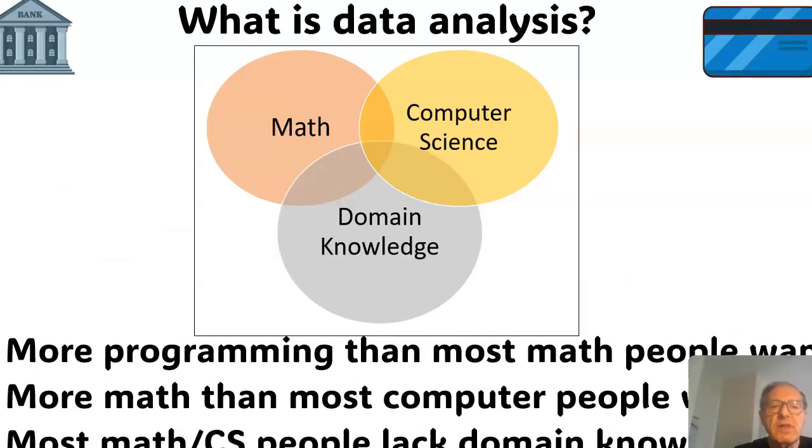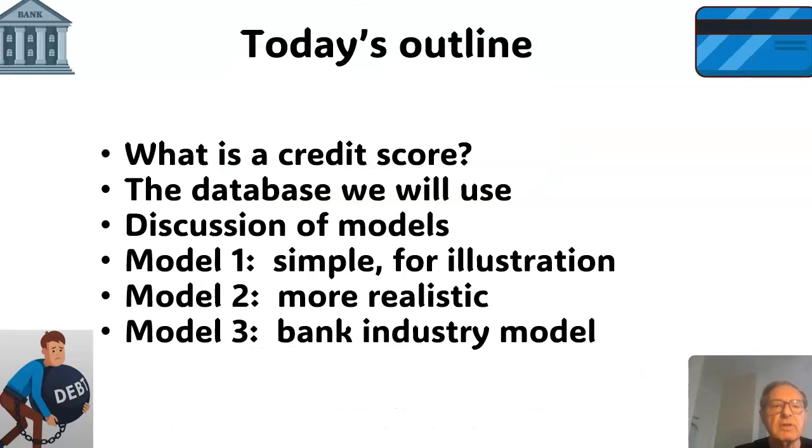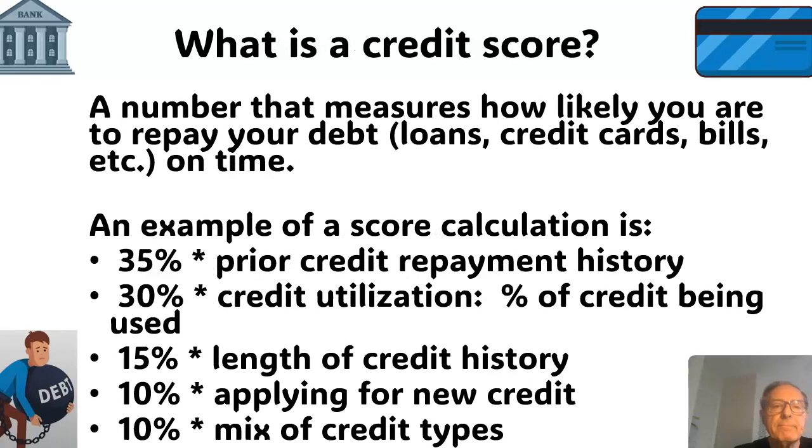So quickly, what is data analysis? It's the Venn diagram intersection of these three items. It's more programming than most math people want to do, more math than most computer people want to do, and it requires domain knowledge. It requires some understanding of the data that we're looking at. What I want to do today is talk about what is a credit score, the database we'll use, some discussion of models, and then present three models.